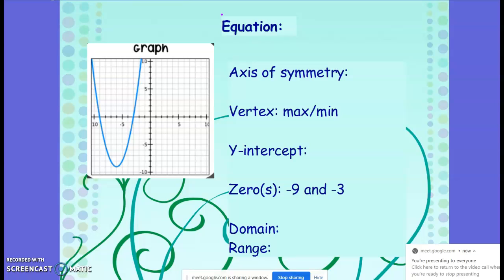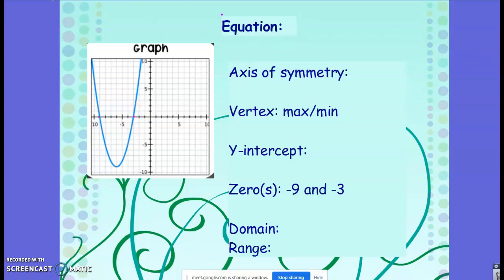All right, so this is an example from the Google Slides homework. And it's one where they just gave you the graph and the zeros. I thought it might be helpful for you guys to see how to work backwards from here, okay? So the zeros were given to us. We know that it crosses the graph at -9 and -3.